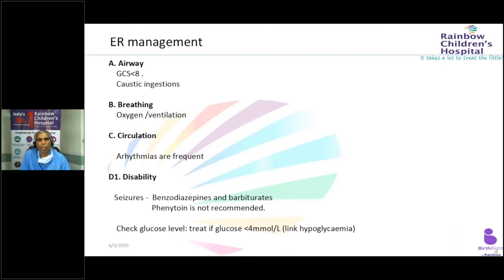And if the saturations are low, we have to start some oxygen. And if needed, we have to ventilate them. And coming to the circulation assessment, if they're hypotensive, we have to give fluid boluses.